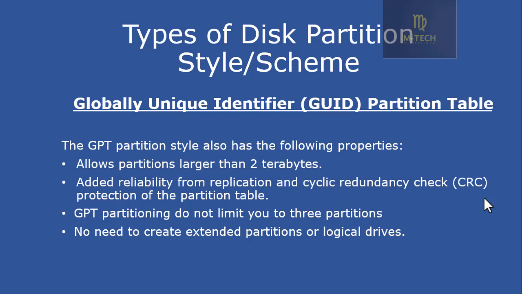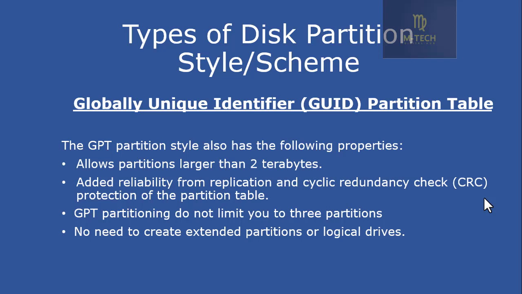But talking about MBR, it does less, not more than 2 TB. GPT also adds reliability from replication and cyclic redundancy check. We have this thing called CRC protection of the partition table. CRC also makes sure that most of the data being stored within the hard drive is being corrected and checked. That's the redundancy check, the CRC protection. So when you choose GPT, this feature will be applied.